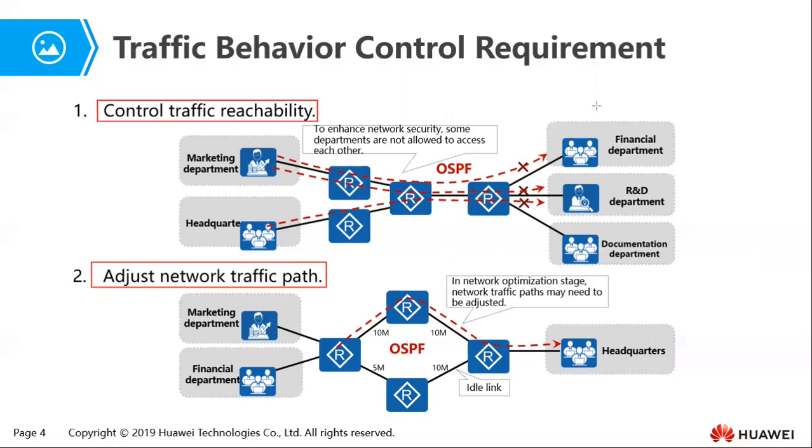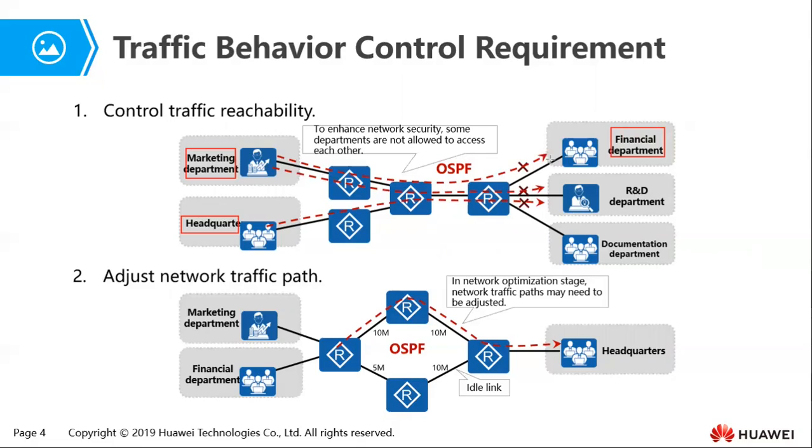Now, it is important that you remember this particular scenario because it's what we are going to be using in most part of this particular topic. For example, your network is made up of 4 routers. They're sharing routes using OSPF. Then you have the marketing department, you have the HQ, and now you want the marketing department not to be able to access the finance department.